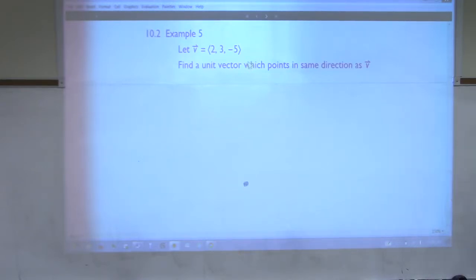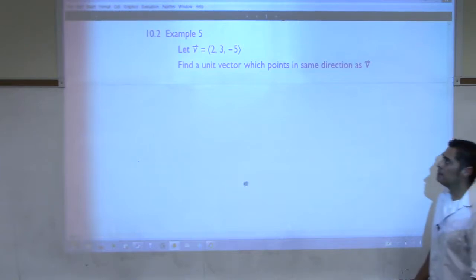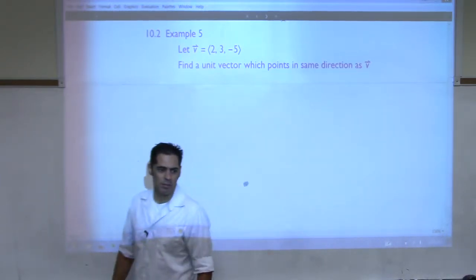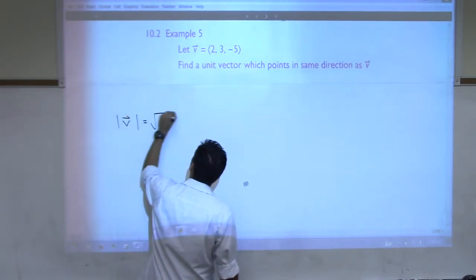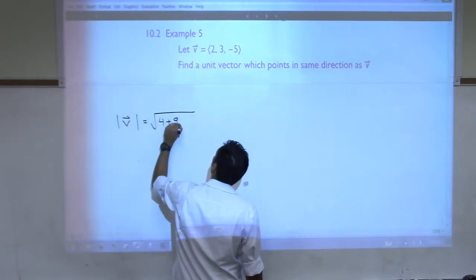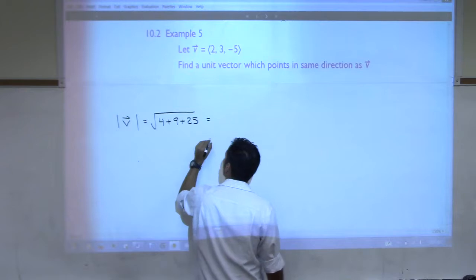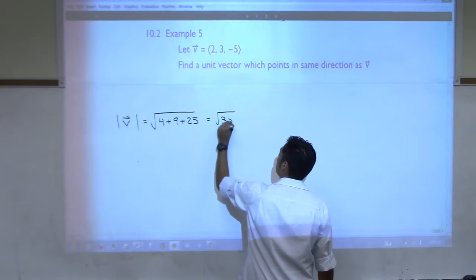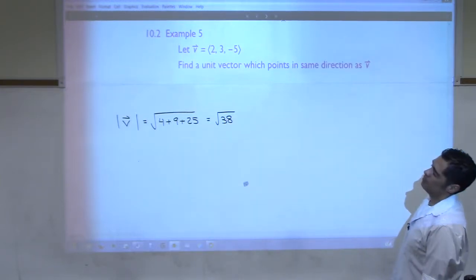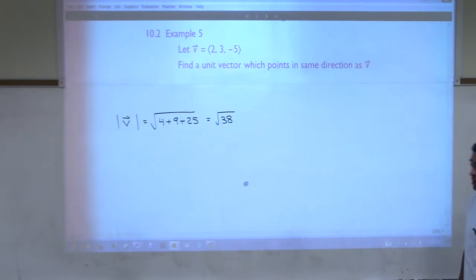Fair? So here's a vector v. Find a unit vector which points in the same direction. So what do I need in order to do this? I've got to find the magnitude of this. So what's the magnitude of v? Square root of 4 plus 9 plus 25, which is the square root of what? 38. Sorry, my brain just stopped doing arithmetic a long time ago.